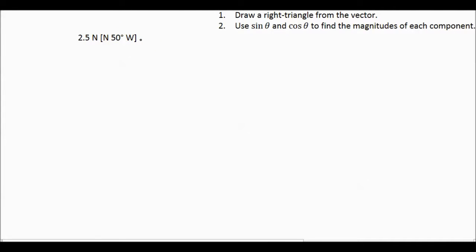So I'm going to take a straight edge and I'm going to approximate that vector. It doesn't need to be perfect because this is really just to help us visualize. Okay, so this vector right here is 2.5 newtons and it's roughly north 50 degrees west. So draw the right triangle from this vector.